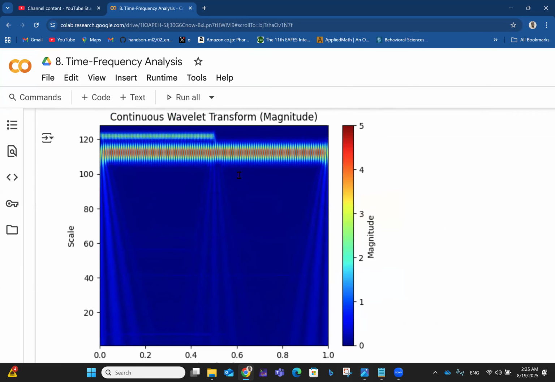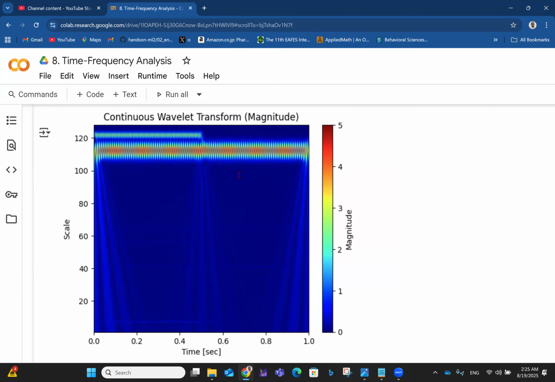Another beautiful contour plot like that. Here it shows time and scale, and this overcomes the limitations of the STFT, the short-time Fourier transform. So this is the continuous wavelet transform, and here we look at the magnitude. The reddest side is where you have the highest magnitude, and the bluest side is where you have the lowest. Somewhere around maybe 120 scale you have some redness right there, and you have some light all over the place like that.